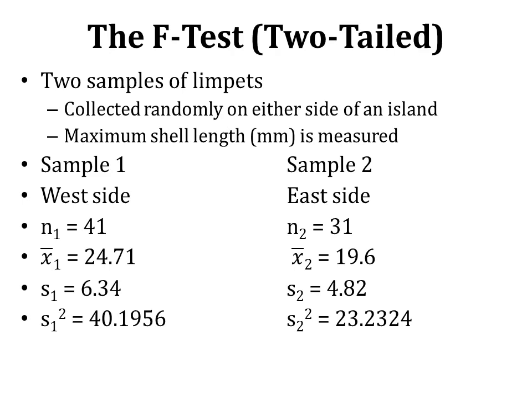And then we have the variance values, which are 40.1956 for sample number 1 from the west side and 23.2324 for sample number 2 from the east side.